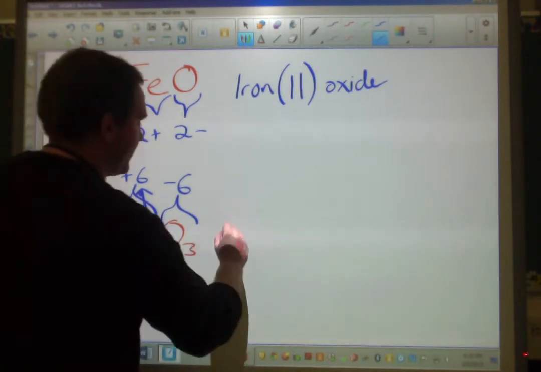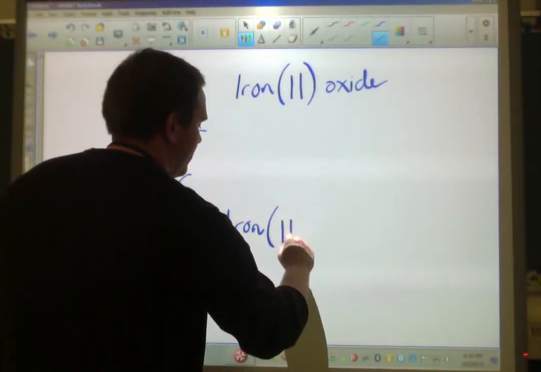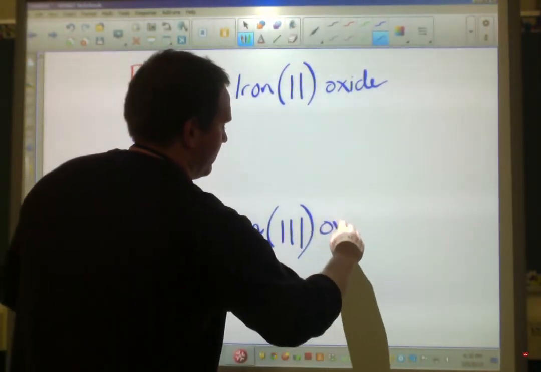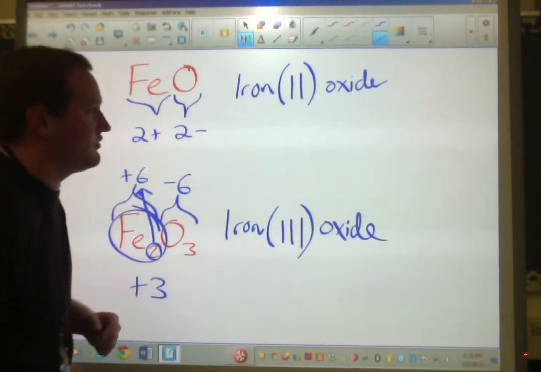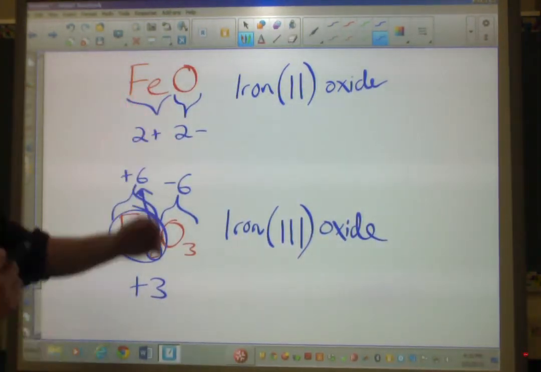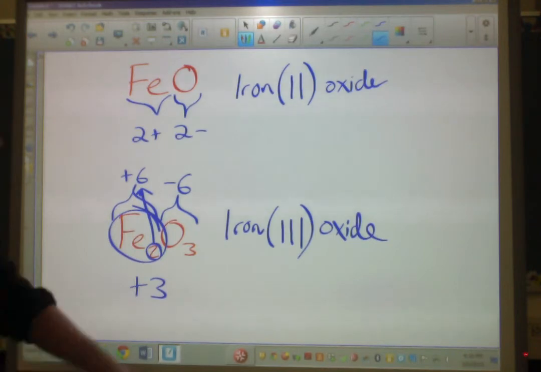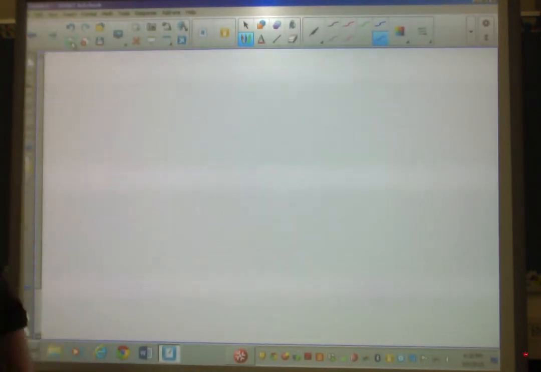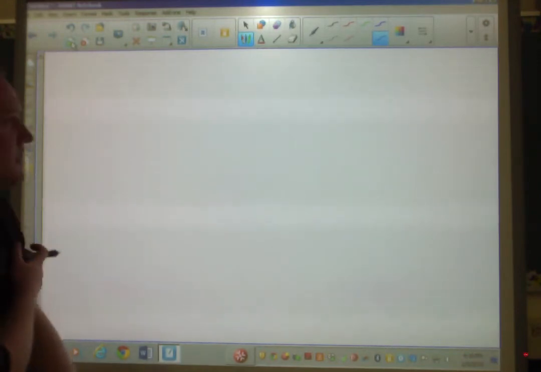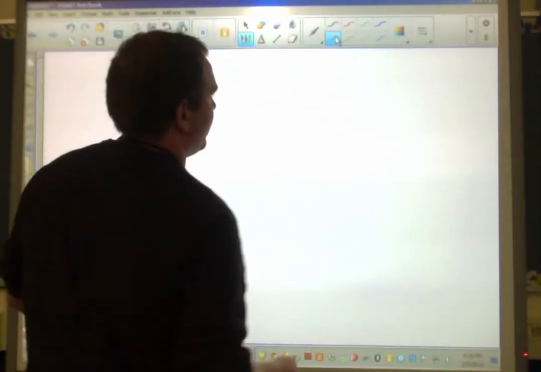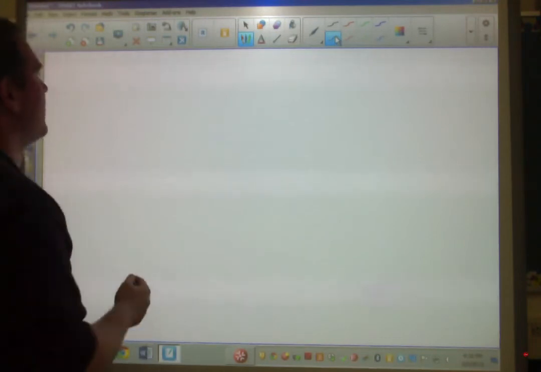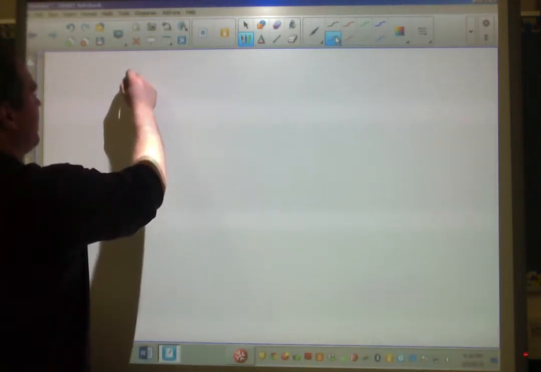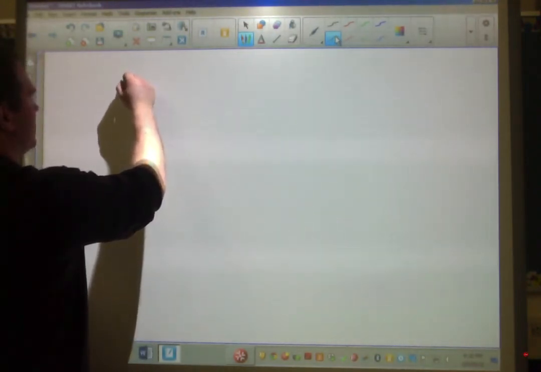So I'm going to call this iron 3 oxide. Okay, so that's why we can't just call it iron oxide and iron oxide. You have to give it these specific names. Okay, so what I want to do next is run through some quick examples, and will involve covalent or ionic compounds. So let me make a list here.